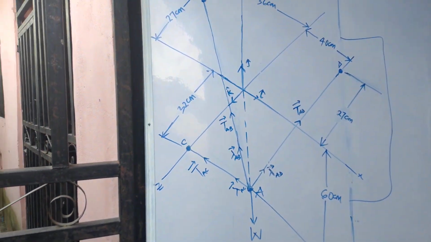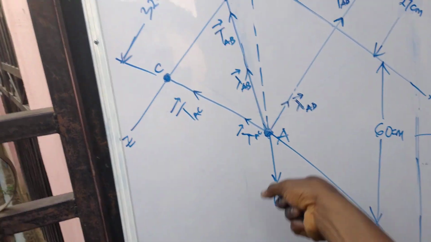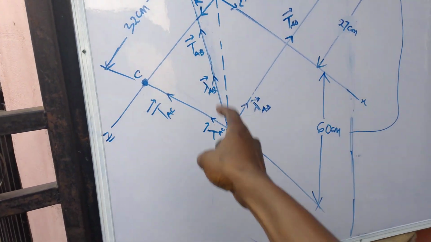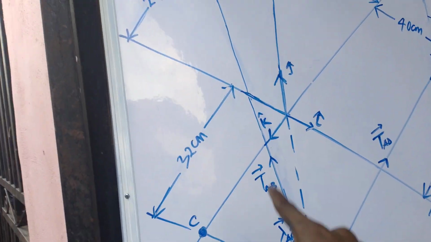Y-axis, x-axis, and z. Okay, so the weight of the body will act vertically downwards. That's the weight of the block. That's what they say we should find. We should determine the weight of the crate. So the weight will act downwards. Then this is cable AB. Cable AB is this one.